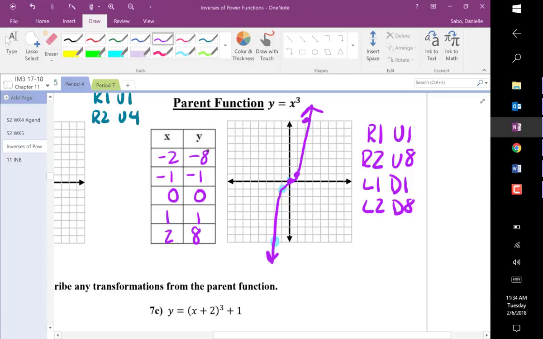Again, you could graph all of this in your graphing calculator and you get all these points. I'm just trying to get you to do stuff without your calculator and stop relying on it.